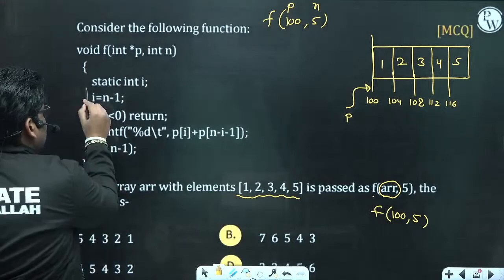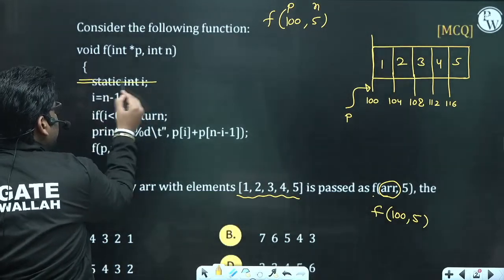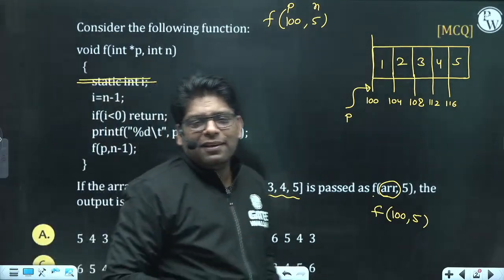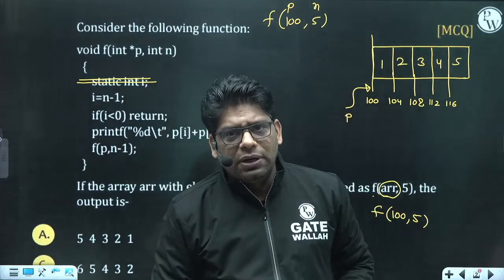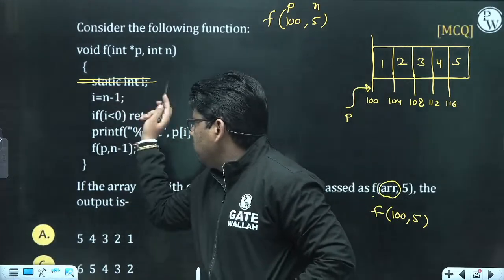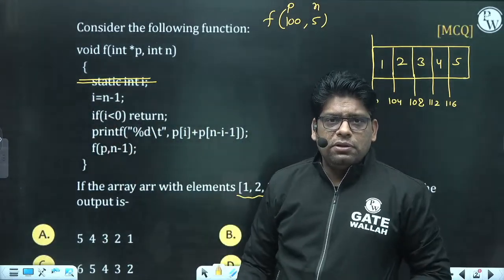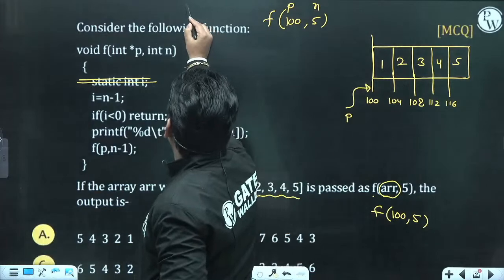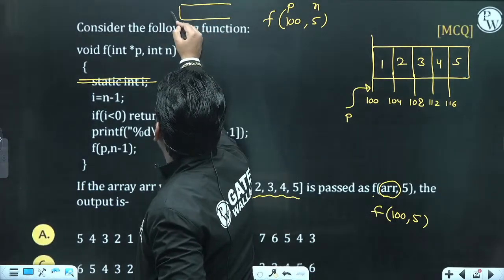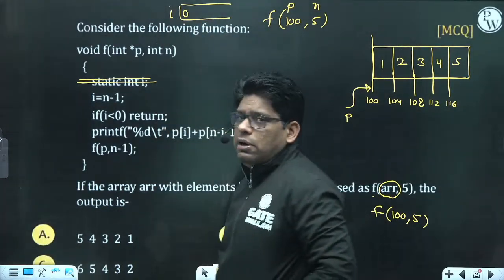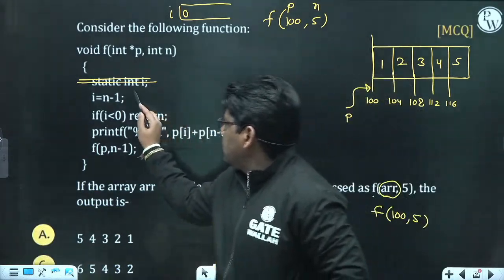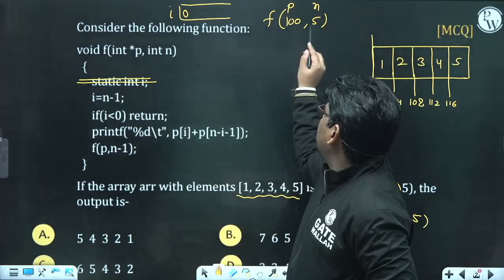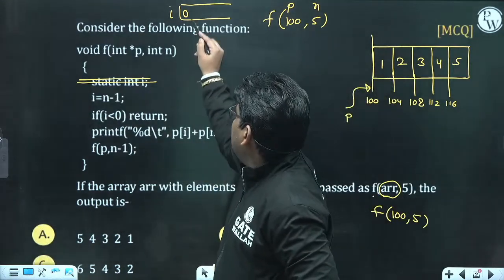Now, sir, this line will never execute at execution time. Static variables are created before execution time, so don't think that this line will execute. It is already executed in memory. In memory, there is a static variable i initialized with the default value 0. So for f(100, 5), i is equal to n minus 1, and because n is 5, the value of i becomes 4.